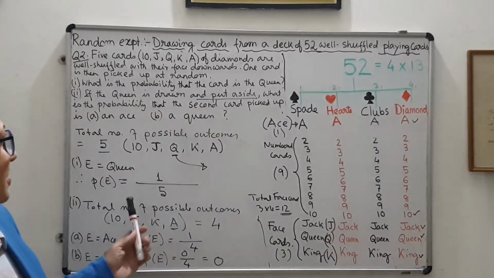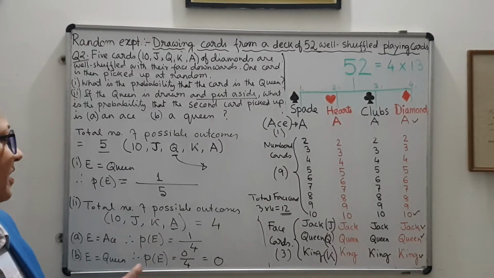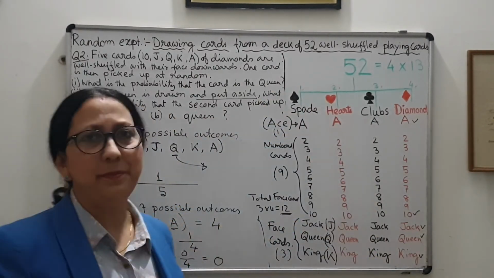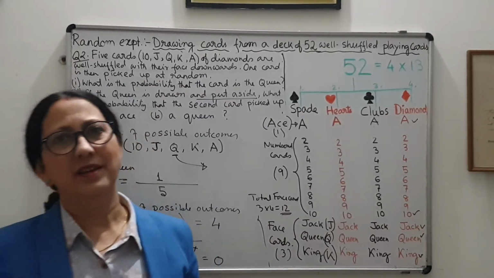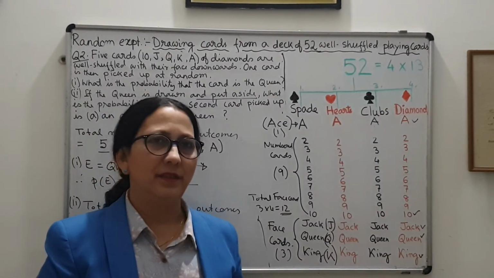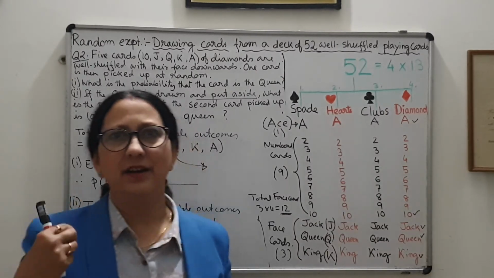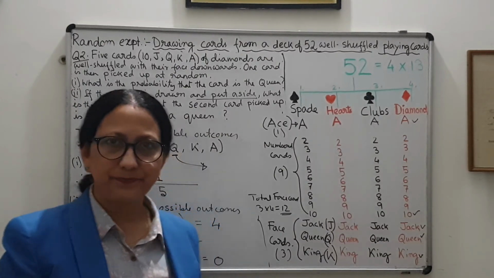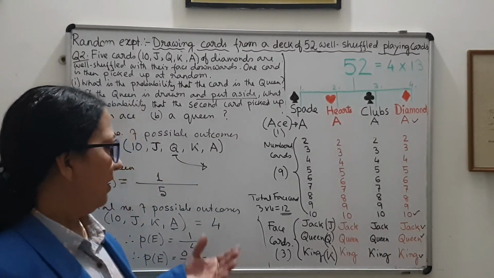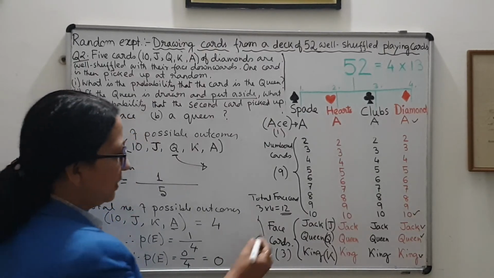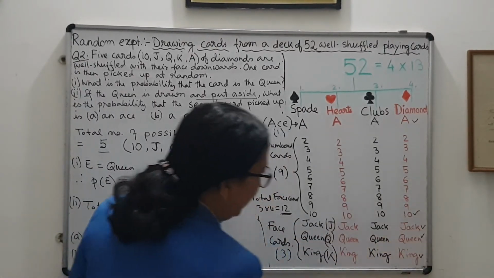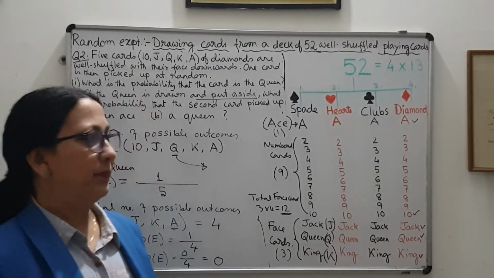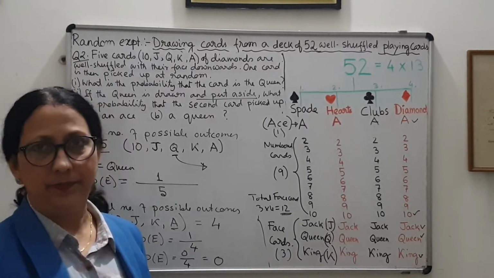And one more question I can make like that. Suppose this is the random experiment, and if I describe my event like that, what is the probability that the card that you have drawn is a face card? Then what will be the probability? Total number of favorable outcomes will be 12, because there are 12 face cards. So it will be 12 upon 52, or if we cancel, 3 by 13.